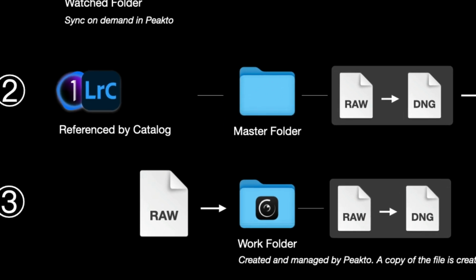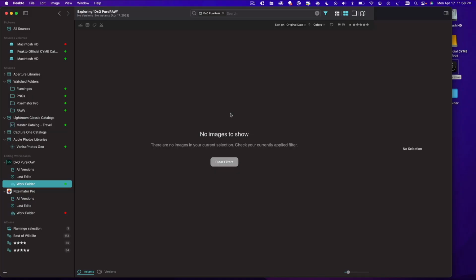The last scenario is, you can take a raw file and just drop it in the PureRAW work folder inside Peakto. This will create a copy of that raw file, and then this is fully managed by Peakto. So if you use PureRAW and use even the default settings, it's going to create an output file next to that raw file, and it's going to end up in that work folder, so it's going to show up in Peakto. Let's see how these various scenarios work out inside Peakto.